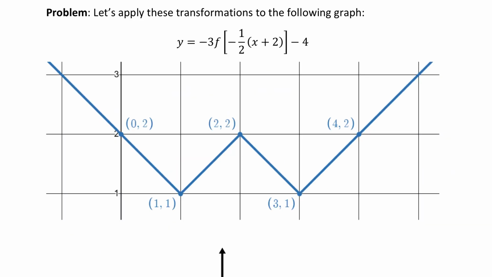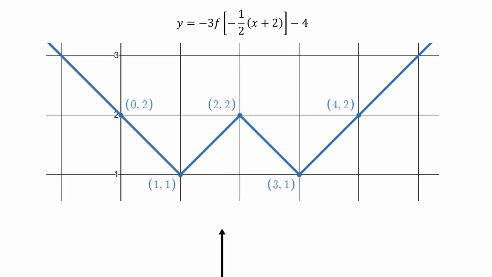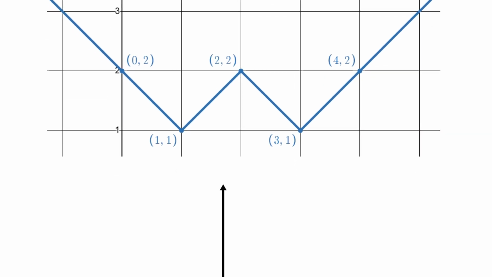So here we have a little graph. It's like a W shape. These are the points, and we want to apply these transformations. So go ahead and pause the video and apply these 6 transformations. All right, assuming you gave it a try, let me go ahead and start with our initial table here. So we're going to have x and y. We got (0, 2), (1, 1), (2, 2), (3, 1), and (4, 2). And that's going to make a new table.